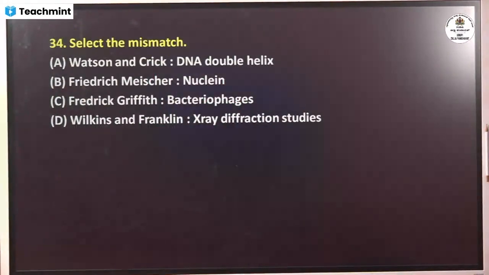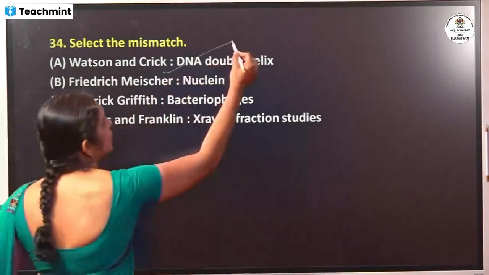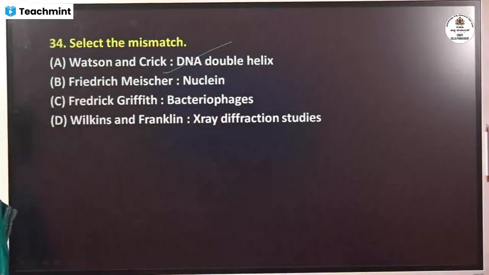Select the mismatch. Watson and Crick, DNA double helix. Frederick Miescher, nuclein. Frederick Griffith, bacteriophages. Wilkins, Franklin, X-ray diffraction studies. So Watson and Crick gave us the double helical model. So this is the right answer.